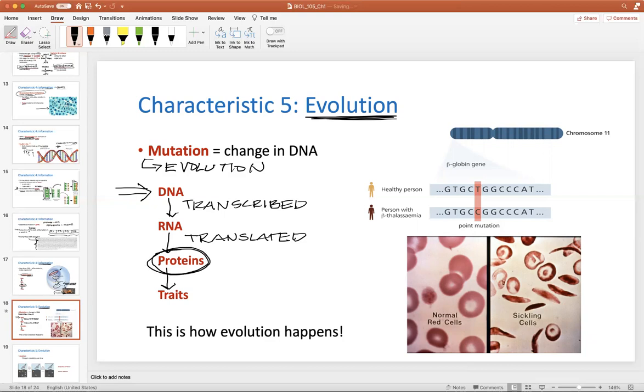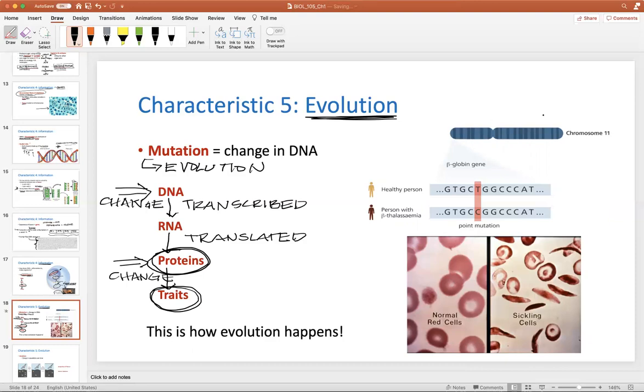And if we have a change here, so this is a change. We have a change in the DNA. We'll end up with a change in our protein. And that's going to cause traits to change, right? And this is how evolution happens. Let's look at a very specific example.